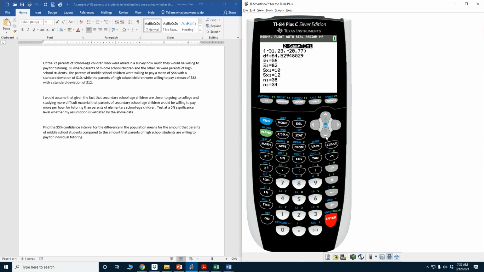What I find on average is that the parents of the middle school age children are willing to pay, on average, somewhere between $31 and $21 an hour less than high school parents. That gives me an idea of which one I want to tutor and how I want to look at that data and how I want to employ that. So there's a quick look into hypothesis testing about the difference of two means using the graphing calculator.